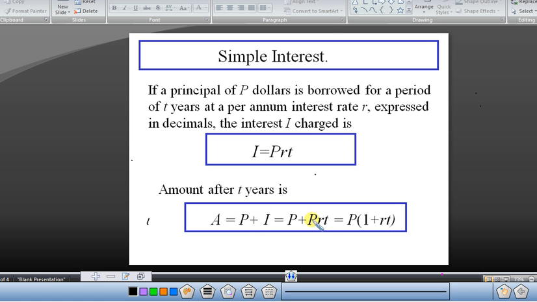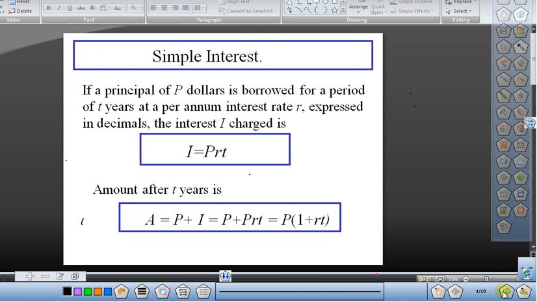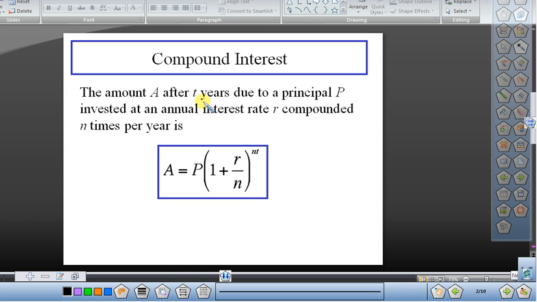The interest is equal to PRT, so we're going to rewrite that. Take out the I and plug in the PRT. And next we have a common factor of P in both of these terms, and so we can factor it out. When we factor out a P from a P, we get a 1 plus RT. And that gives us a neat little formula that we can use to find the amount after a certain amount of time.